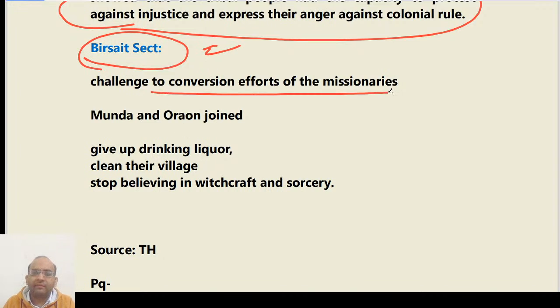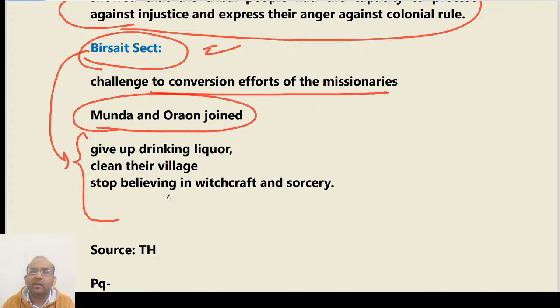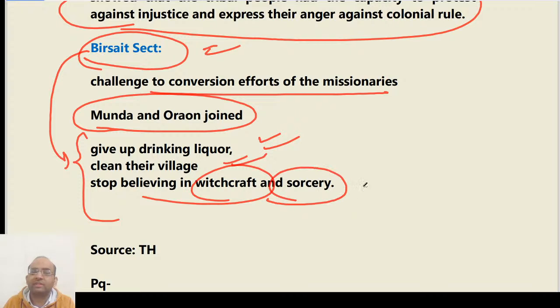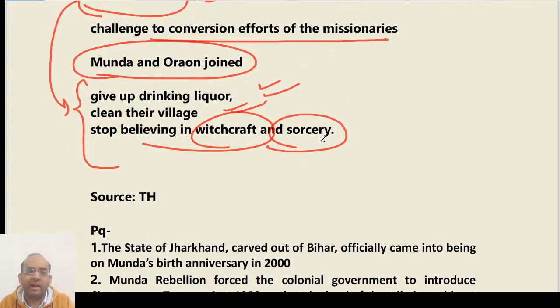It challenged the conversion efforts of missionaries. Munda and Oraon tribes joined, and in this movement, modernization of tribals was emphasized, like giving up drinking liquor, cleaning their village, stopping belief in witchcraft, sorcery, etc. जादू टोने पे विश्वास मत करो, और take the modern education.